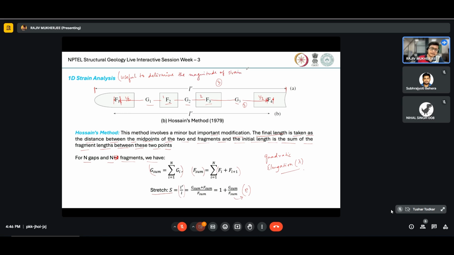So one dimensional strain analysis is useful to determine the magnitude of strain and the orientation of the principal axis of strain.